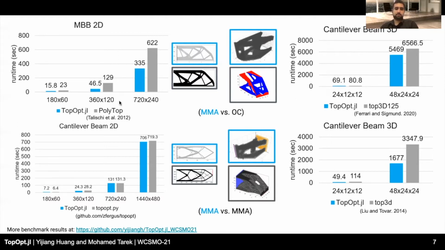So if you're interested in all these optimization problems or the scripts, they're all available in TopOpt.jl underscore WCSMO-21 under my colleague Yi Jiang's GitHub page. So you can find more details about all the settings, and we made sure we try to be as fair as possible in all these comparisons using all the same parameters and tolerances and everything. If you're interested in knowing more or seeing the details, then please visit this repository and open issues there. And we're more than happy to incorporate any changes if you think something unfair was being done.